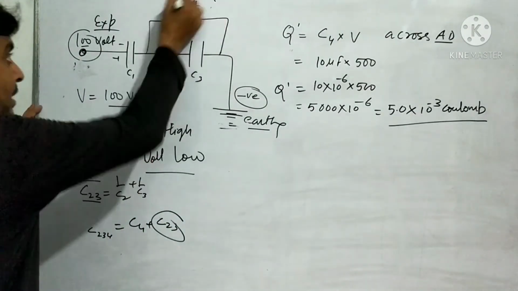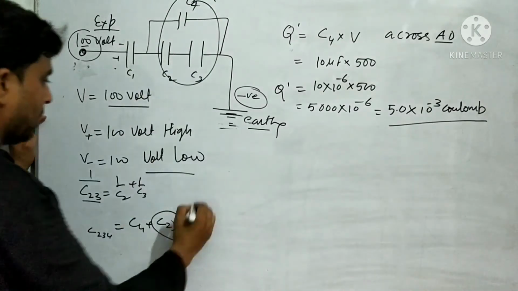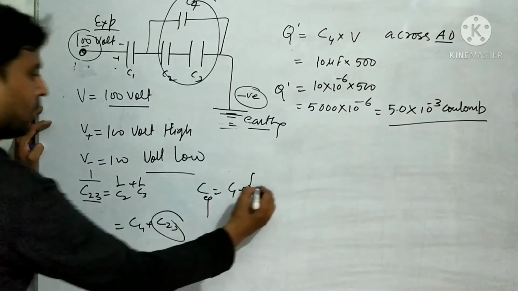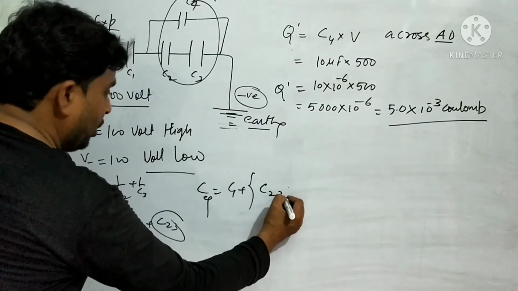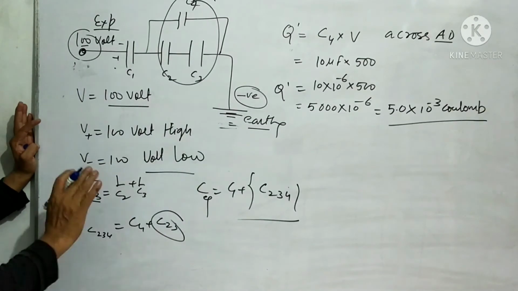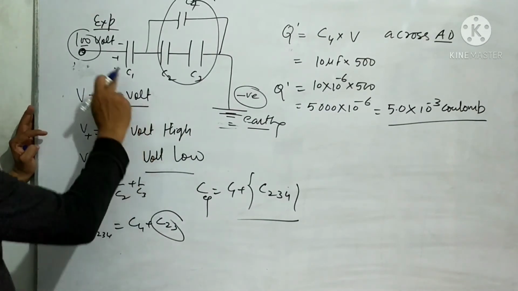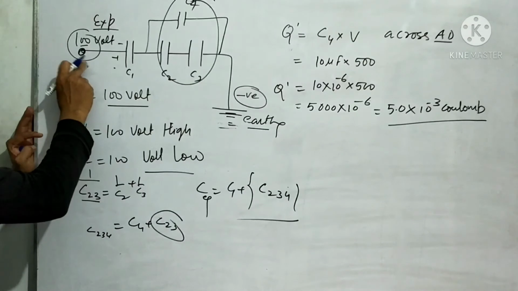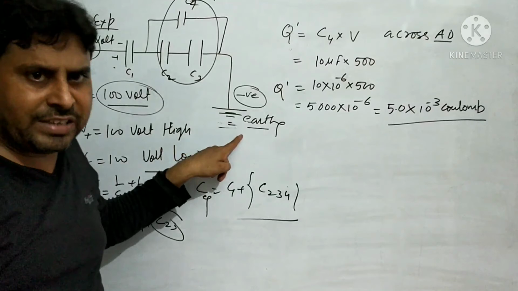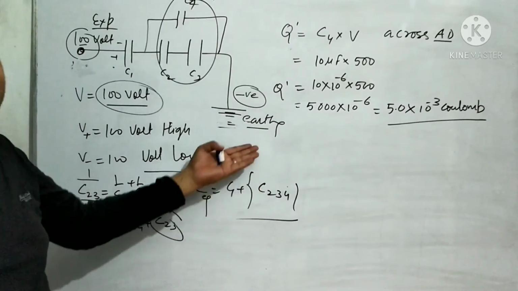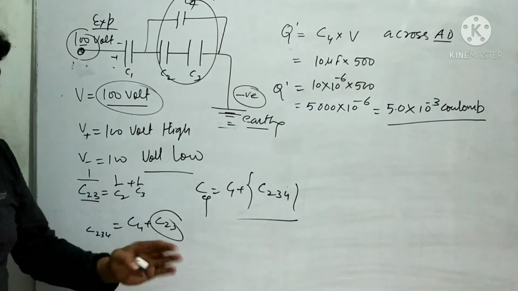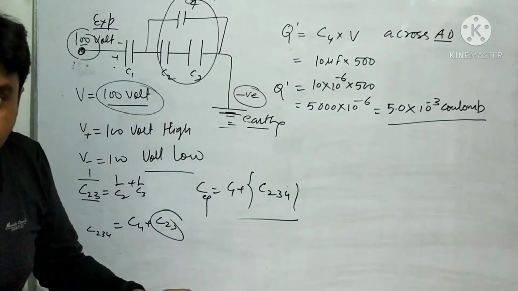Clear? And then this circuit is connected in series with the first. Means net equivalent capacitance equal to C1 plus all these, C234. So this is the combination. We have discussed this later. Sorry, in back. But in case of that 100 volt, we will consider here 100 volt. No need to be confused, sir, what is the effect of earthing? Earthing will provide the same negative potential. Is it clear?